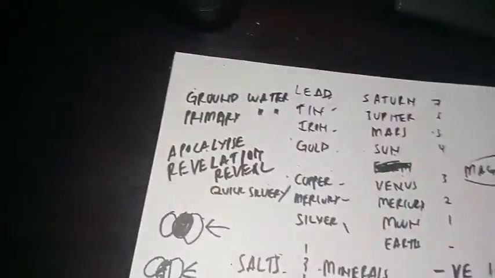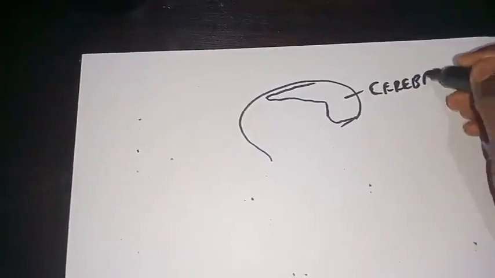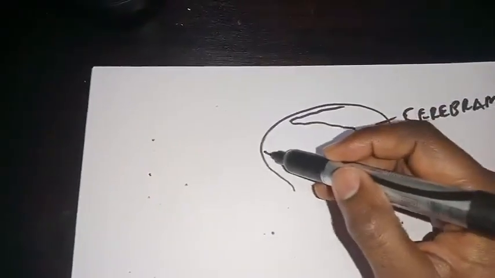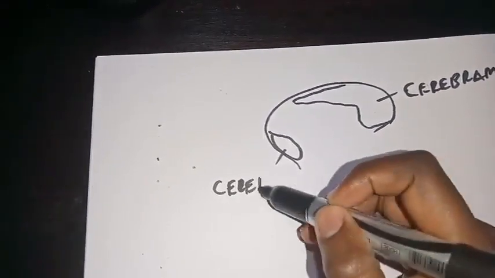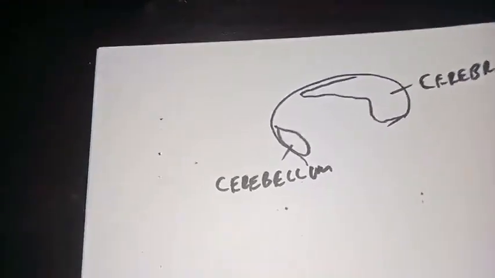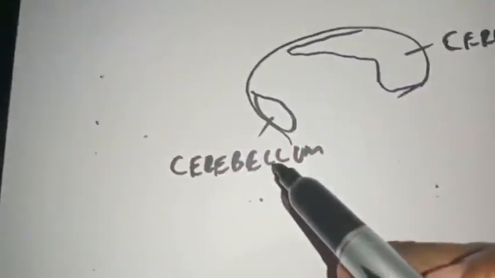Also, these changes, they happen in our minds. Like in the brain, let's say we draw a brain like this. We have this frontal cortex here, the cerebrum. And then you have the lower part here, which is the cerebellum. So the cerebrum, I've told you the head is the ram, the Aries, and then we go to Taurus. Taurus is the bull. So these changes, you have the cerebrum and the cerebellum, you know.